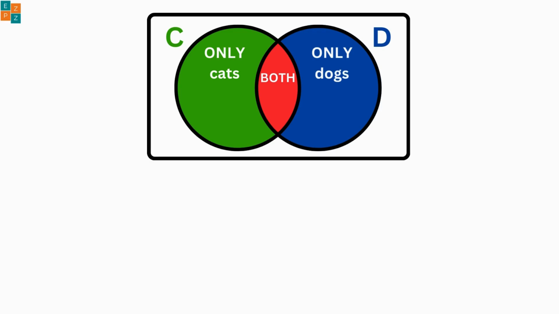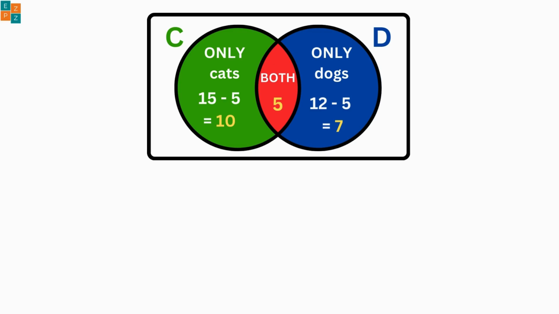Given 5 students have both cats and dogs. Therefore, it can be written in the intersection section of both sets. Given that 15 students have pet cats, the number of students who have only cats is equal to 15 minus 5, which is equal to 10. Also given that 12 students have pet dogs, the number of students who have only dogs as their pet is equal to 12 minus 5, which is equal to 7.